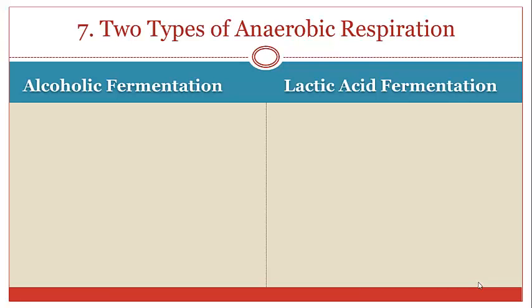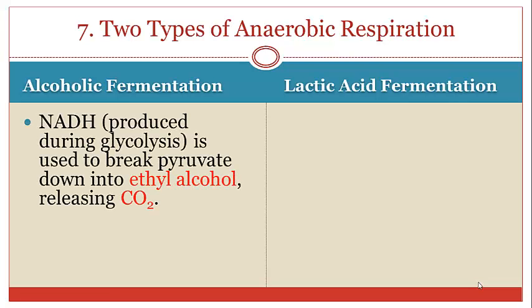The next question asks us to summarize the two types of anaerobic respiration. So first we have alcoholic fermentation. This is where NADH, which is produced during glycolysis, is used to break pyruvate down into ethyl alcohol and carbon dioxide. We saw in class that the rate of this reaction is dependent on the temperature.